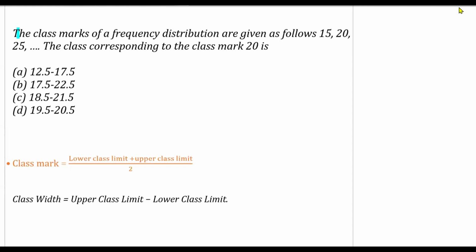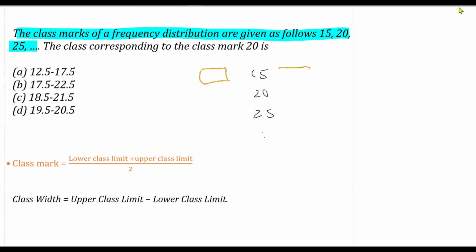Now, in this question, it says the class marks of a frequency distribution are these. These are the class marks, right? What is class mark? As you know, it is the mid value. The mid value is 15, 20, 25, and so on, right? And we don't know the upper and the lower limit. You have to keep in mind that this is the lower and this the upper limit of the first class, this being the lower and the upper limit of the second, and so on.